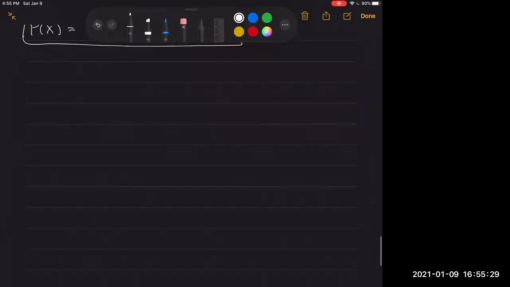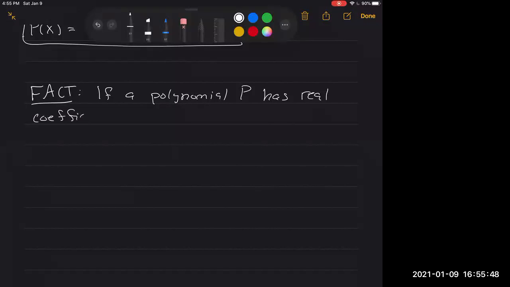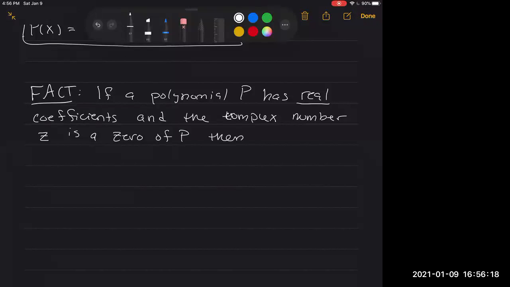So now we're going to give you a helpful fact. If a polynomial P has real coefficients, and the complex number z is a 0 of P, then the complex conjugate z bar is also a 0 of P.